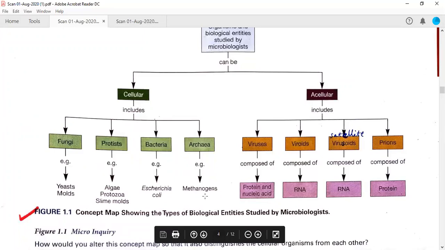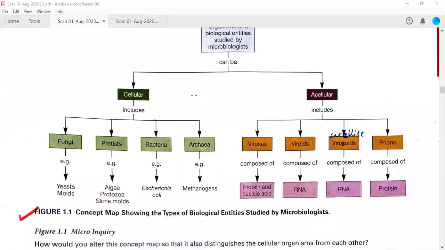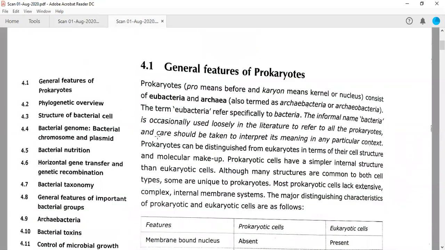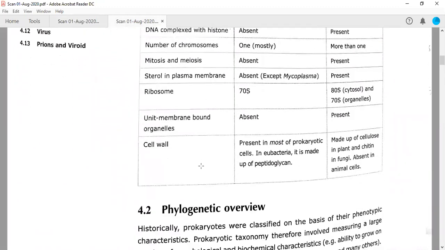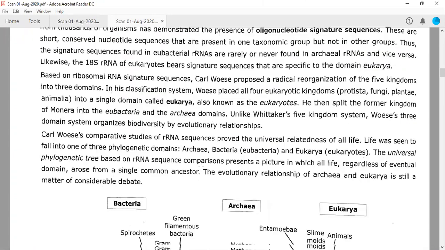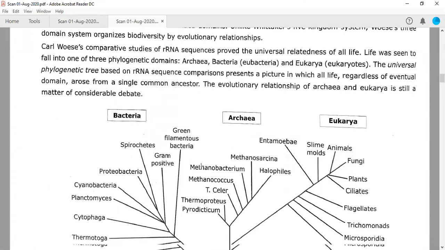Now the question is, because we have different types of microorganisms, as we discussed in our 11th and 12th class, Whittaker's Five Kingdom classification system has been rearranged into a three domain system. So these three domains of life are actually bacteria, archaea, and eukaryotes.